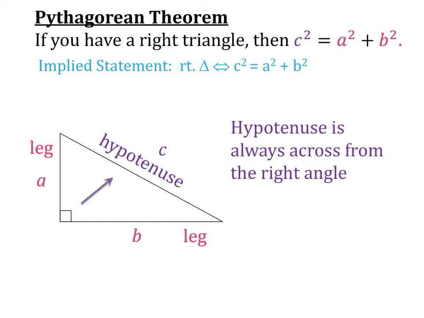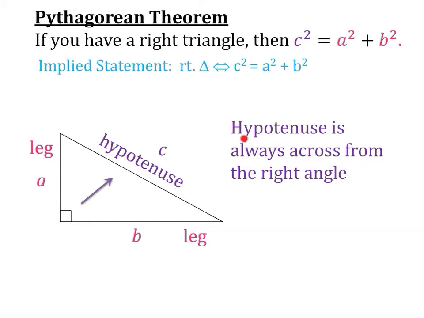All right, so we know the famous Pythagorean theorem. It states, if you have a right triangle, then c squared equals a squared plus b squared. And then one thing that's new for us is our implied statements. It's always the shortened versions of the formal conditional. So our conditional is shortened down to right triangle implies c squared equals a squared plus b squared.